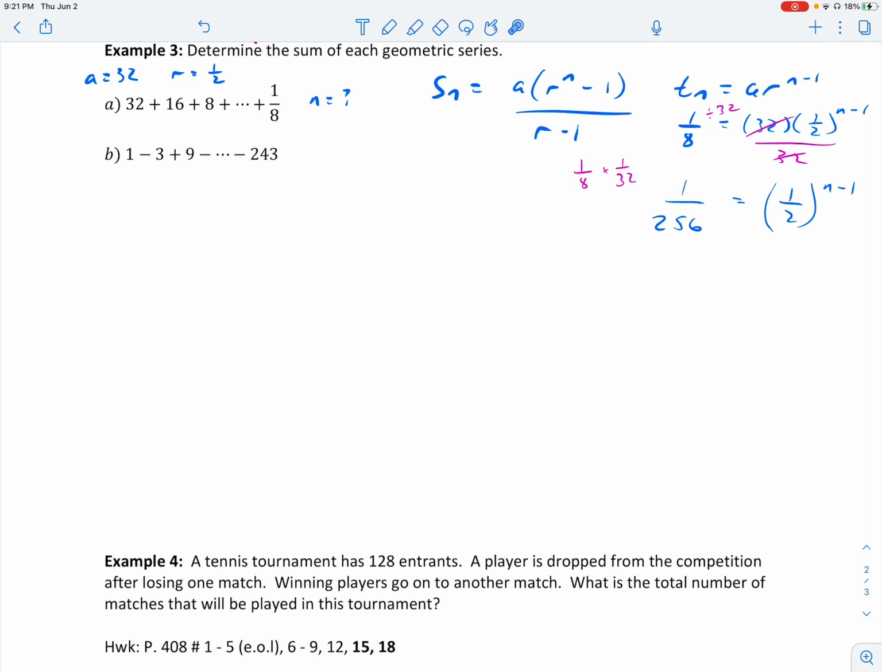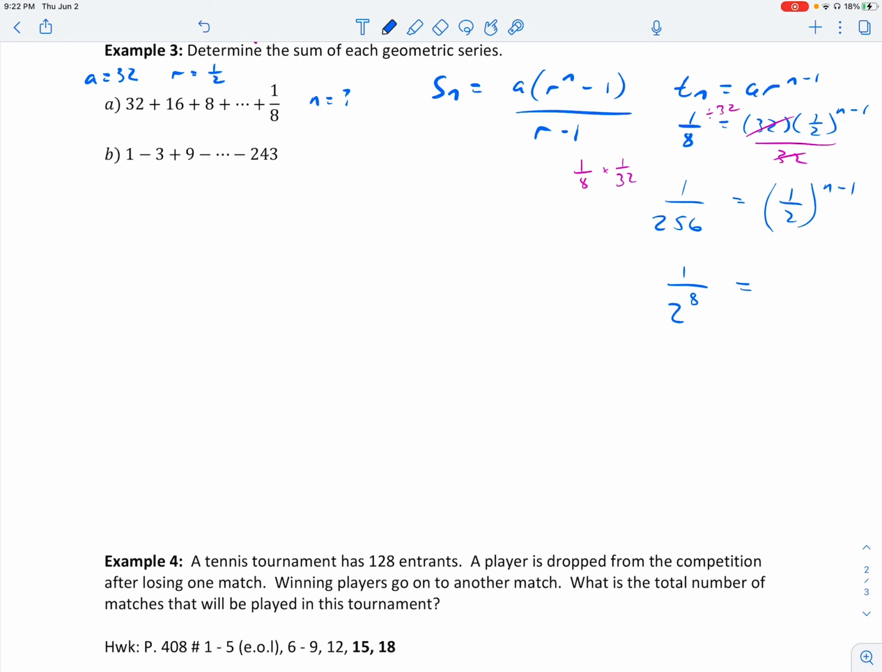All right, so how can we find n now? Well, this won't be too hard. We can just rewrite this as a power with a base of 1/2. So 1/256 is equivalent to 1/2, and I believe it's to the 8th. Okay, yeah, because we have 2, 4, 8, 16, 32, 64, 128, and then 256. So yeah, that's 8 times.